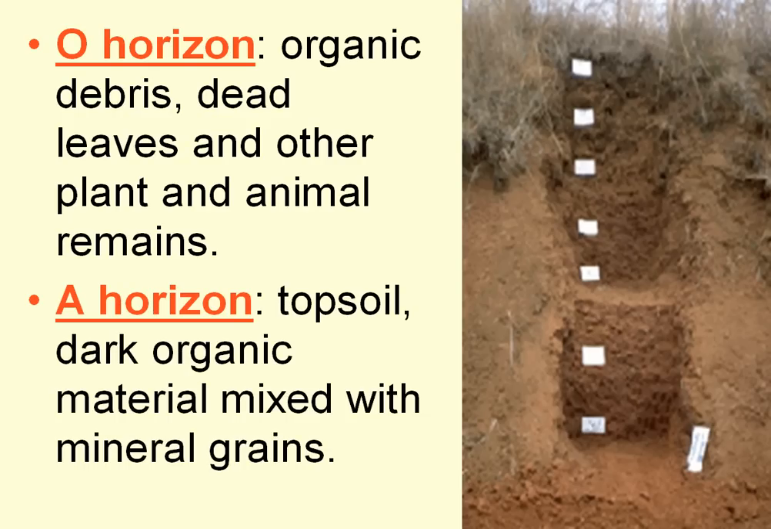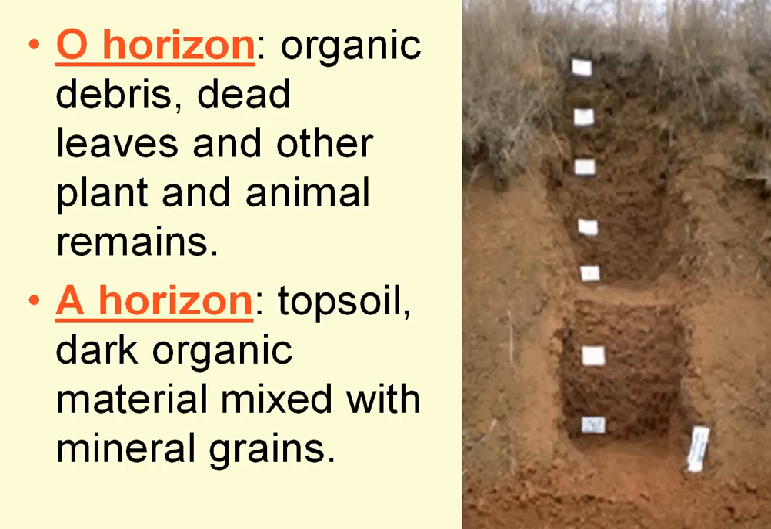This is a lot of times called your topsoil. This is, again, going to be pretty dark. It's going to have a lot of organic material mixed with it as well. Now, to keep things simple, we're just going to go with the O horizon, A horizon, B horizon, and C horizon.